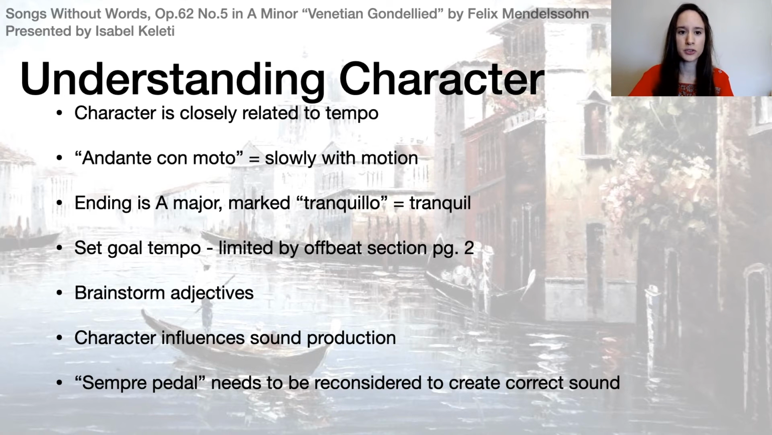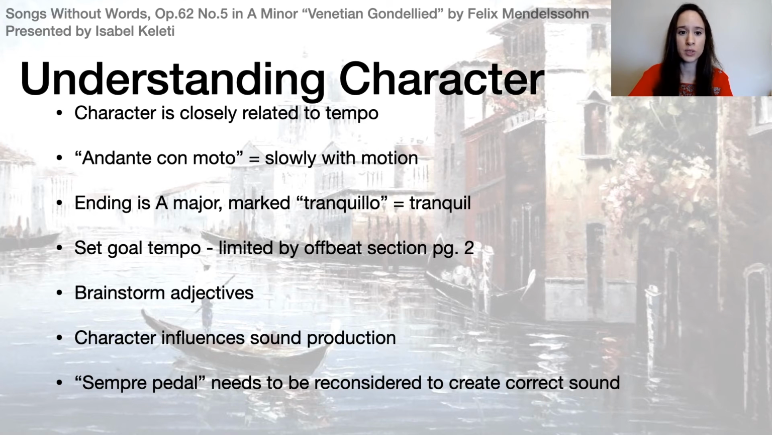The character of the music goes hand in hand with the tempo. The tempo indication is andante con moto, or slowly with motion. This makes sense because while the piece is mainly subdued, the melody line is always flowing. There are moments of storminess before the special arrival of A major at the end, which is marked tranquillo. At this point, the student should set a goal tempo to work toward, which will be limited by the most challenging part of the piece, the offbeat section on page 2.